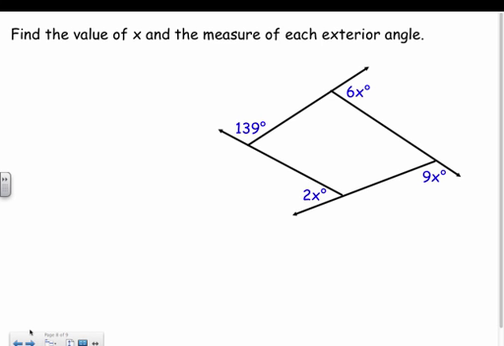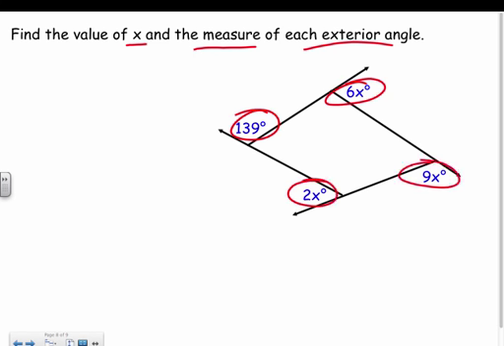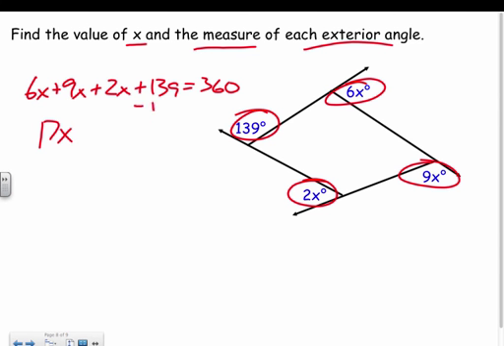So for example here, if I want to find what x is, when this says find the value of x and the measure of each angle, so I got to find both of these. So find x first and then the measure of each. So I know these add up to 360. That's just my one property for exterior angles of polygons. So I can say, I'm going to put all my x's first. So 6x plus 9x plus 2x plus 139 equals 360. And then I just go through the math. So I add all my x's and I get 17x. And I'm going to subtract my 139 right away.